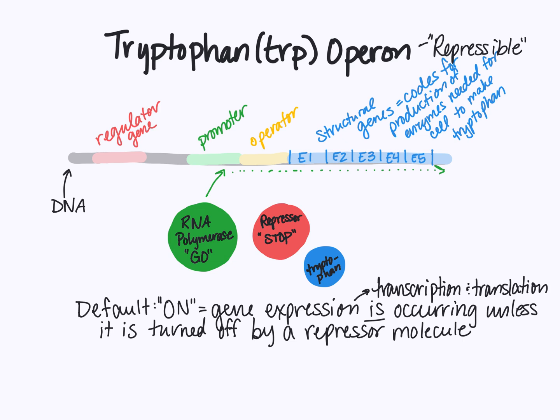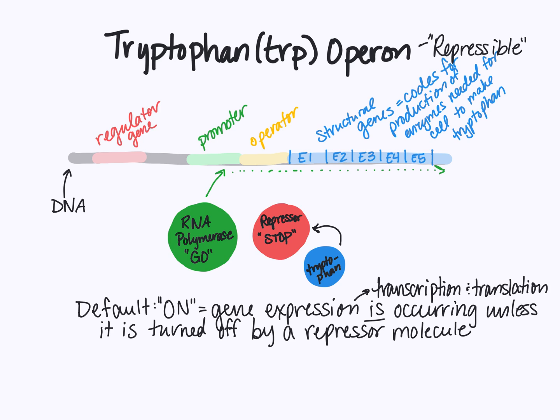Now, if the cell has tryptophan present, so if it doesn't need to make tryptophan, it can turn this process off, because remember that making these enzymes requires a lot of resources and energy. And so if the cell doesn't need tryptophan, then it shouldn't make these enzymes to make tryptophan. So what can happen is that the tryptophan molecule, the amino acid that I have drawn here in blue, can actually bind to the repressor.